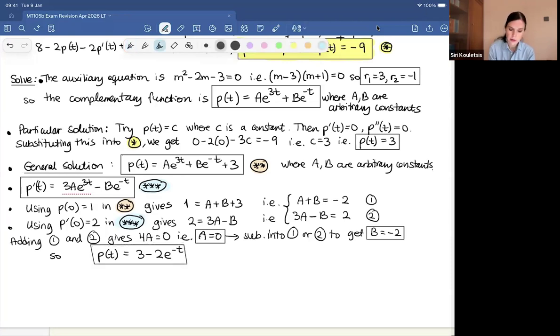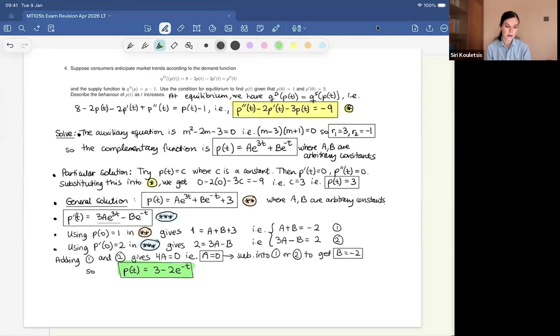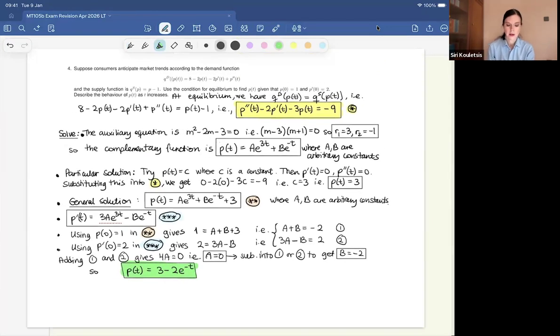So this here answers the first part of the question. So we've now found P of t here, given the initial conditions. And then we just want to answer also the second part: describe the behavior of P of t as t increases.